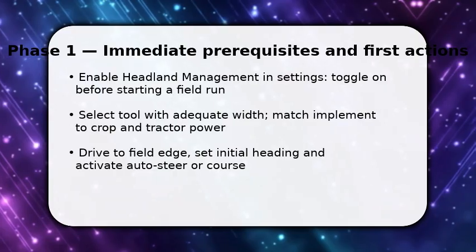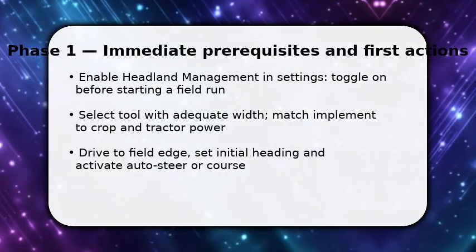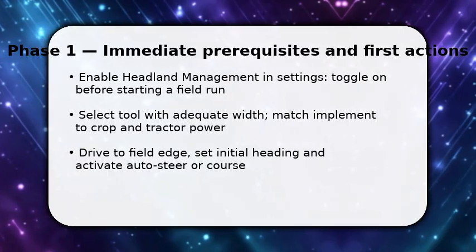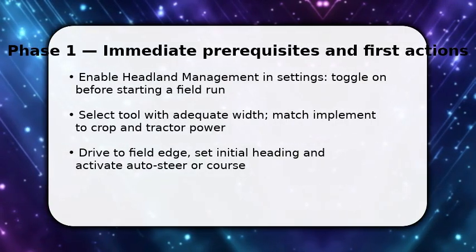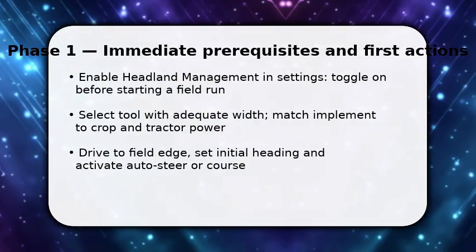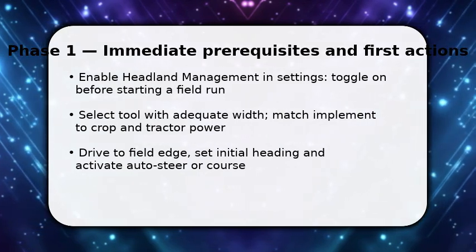This defines the pattern. Once positioned, activate auto steer or start recording a course so the system knows your first pass. You want consistent implement overlap and clean corner turns, so calibrate speed and width now. This first step creates the geometry the system follows for every headland and return pass.